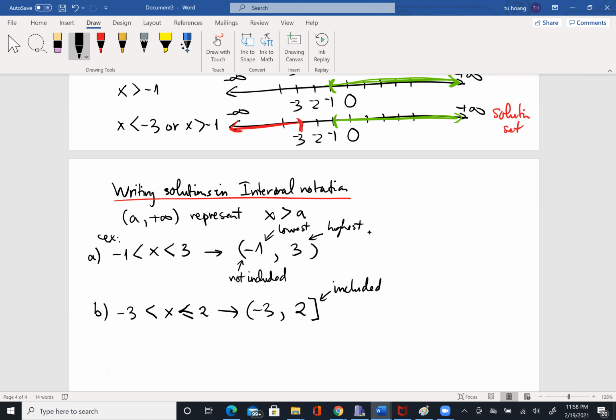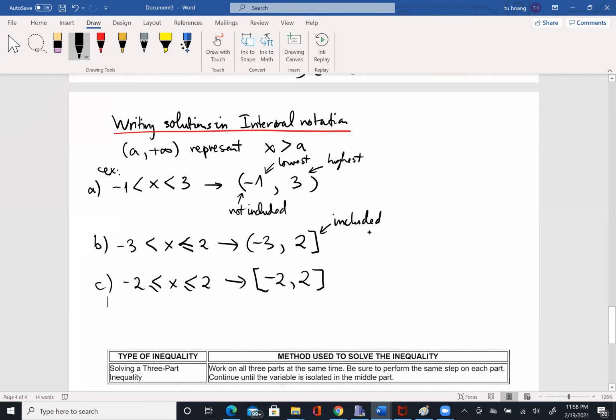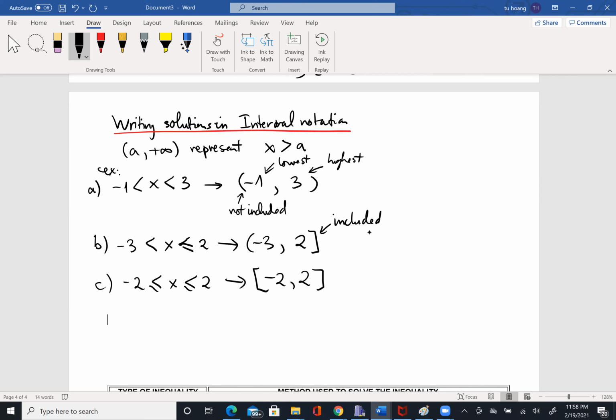Let's have one more. I have -2 less than or equal to x and less than or equal to 2. So what do you think? Firstly, I know that the lowest value is -2, right? But I include it, so I have a bracket and then a comma, the highest value of x can be 2, and then I put a bracket because it's inclusive. Okay, so x is just in the middle.